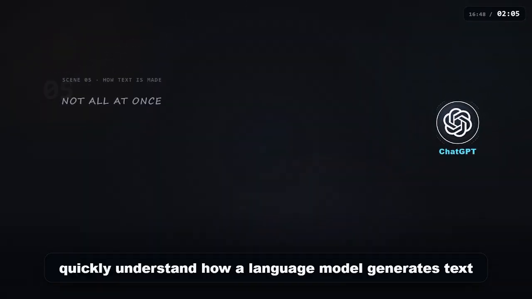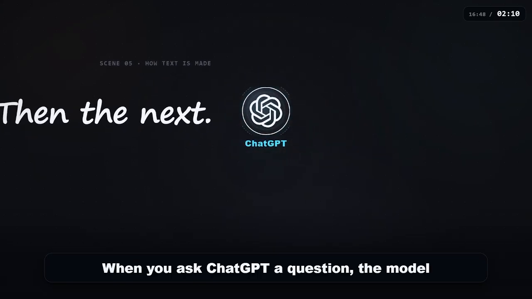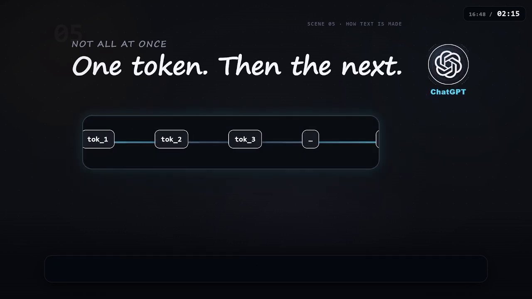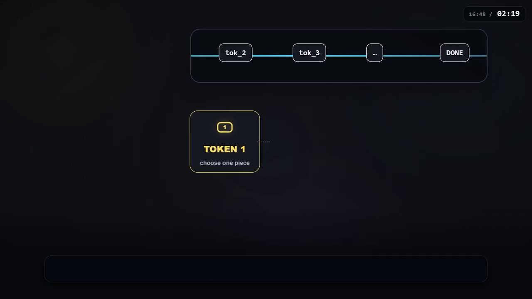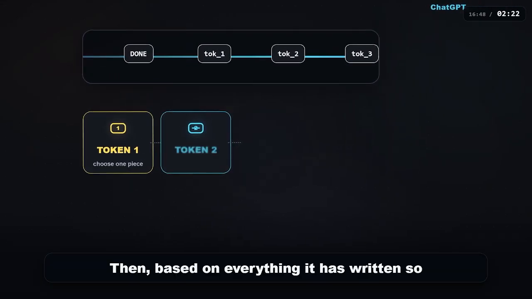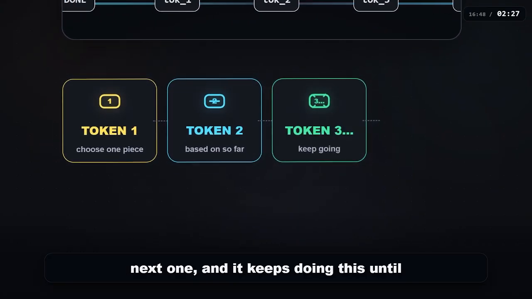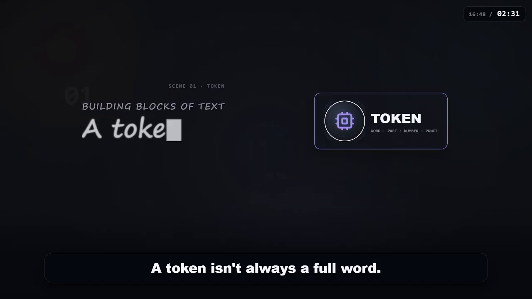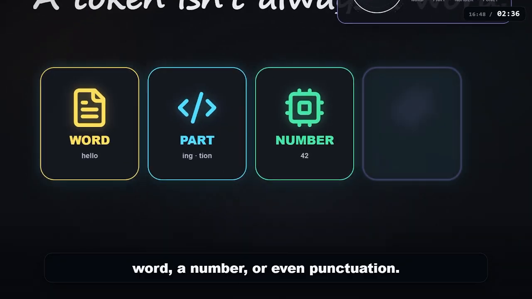But before we go deeper, we need to quickly understand how a language model generates text in the first place. When you ask ChatGPT a question, the model usually doesn't prepare the entire answer all at once. It generates the answer step by step. First, it chooses one token. Then, based on everything it has written so far, it chooses the next token, then the next one, and it keeps doing this until the answer is complete. A token isn't always a full word. It can be a word, part of a word, a number, or even punctuation.